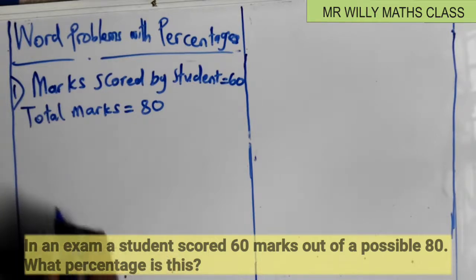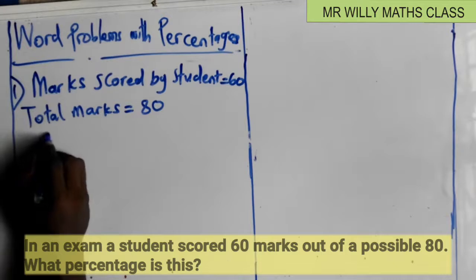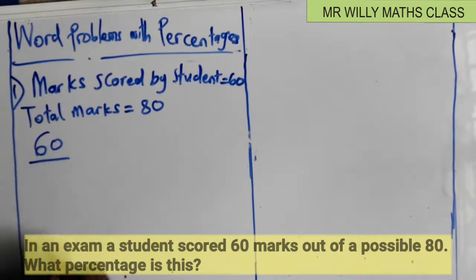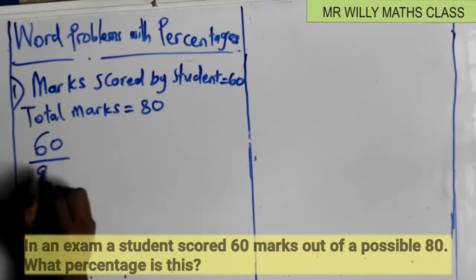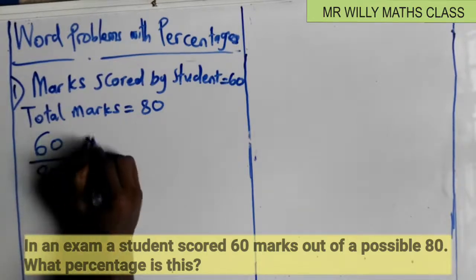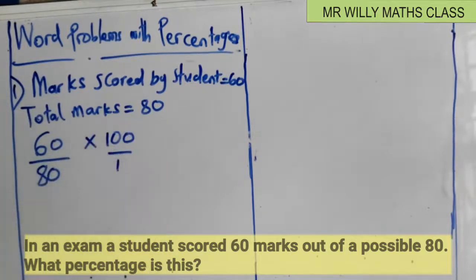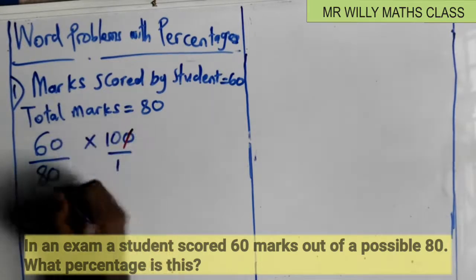What you are going to do is just that the marks scored by students will be used as the numerator, while the total marks will be used as the denominator. Now that we have turned it into a fraction, the next thing is what? Multiply with 100. Now that we have multiplied with 100, the next thing is you divide both the numerator and the denominator with a common factor. Before we do that, 0 can cancel 0, right?